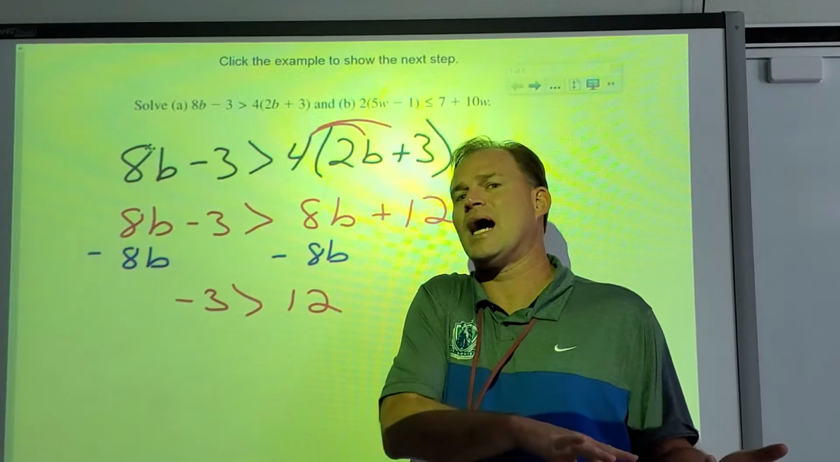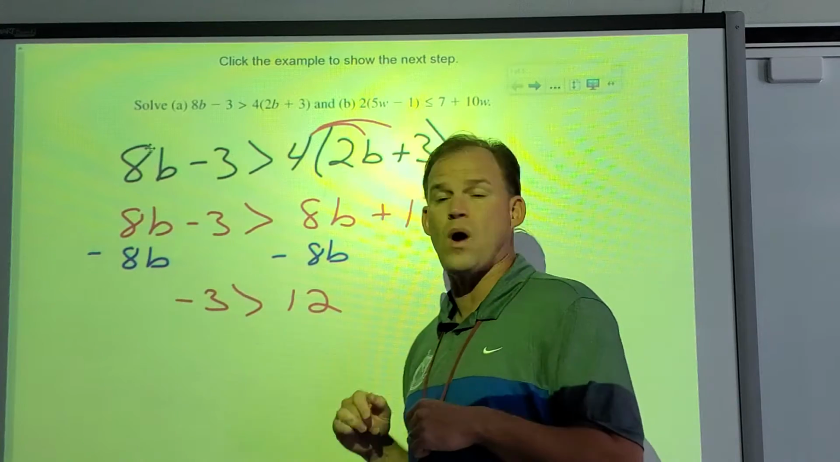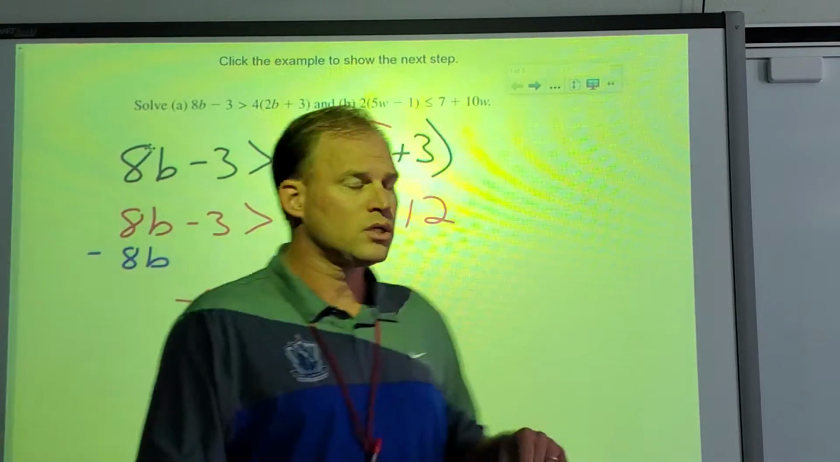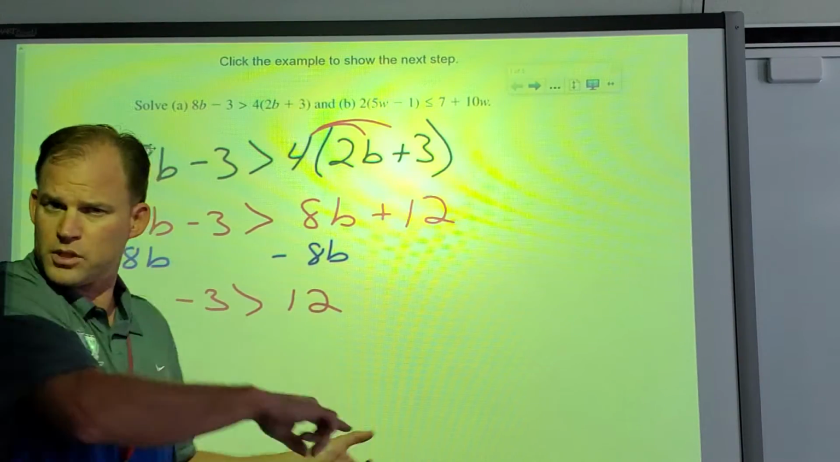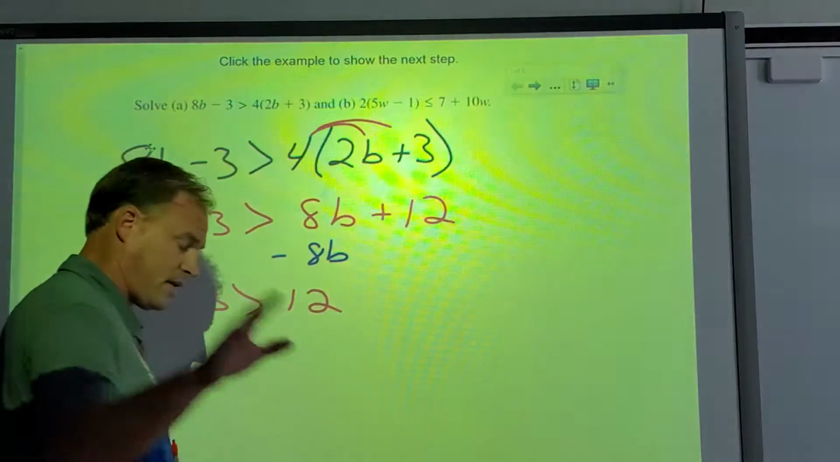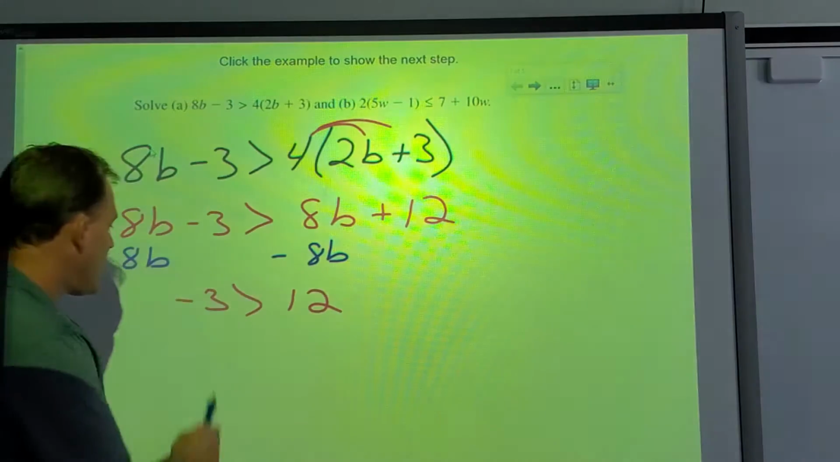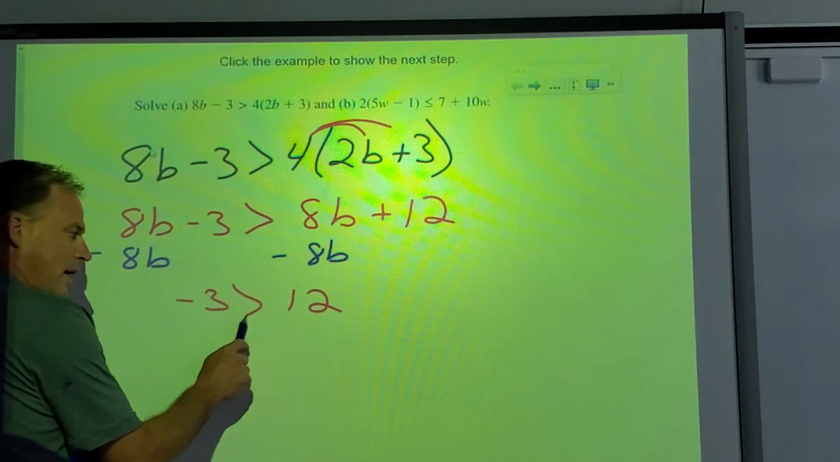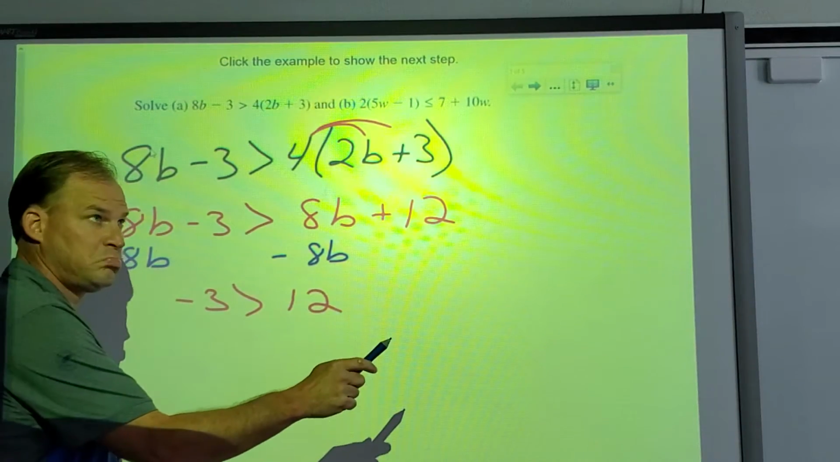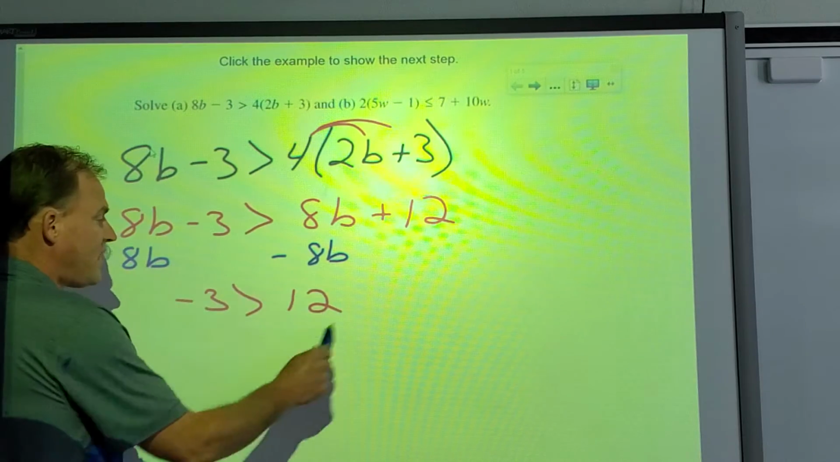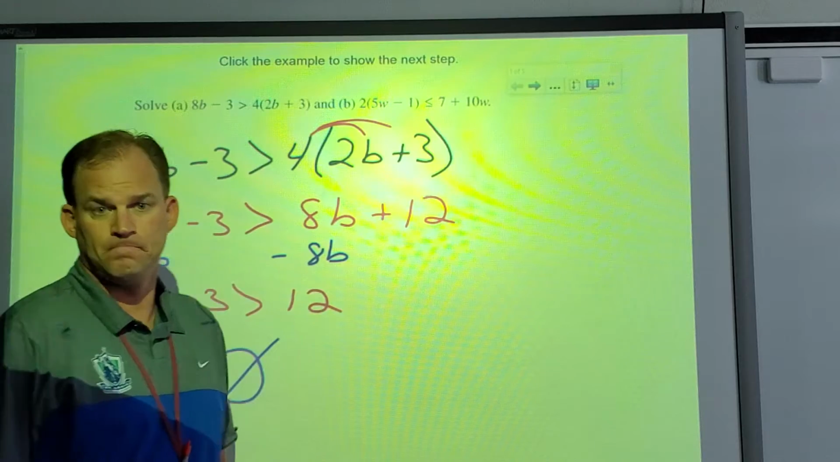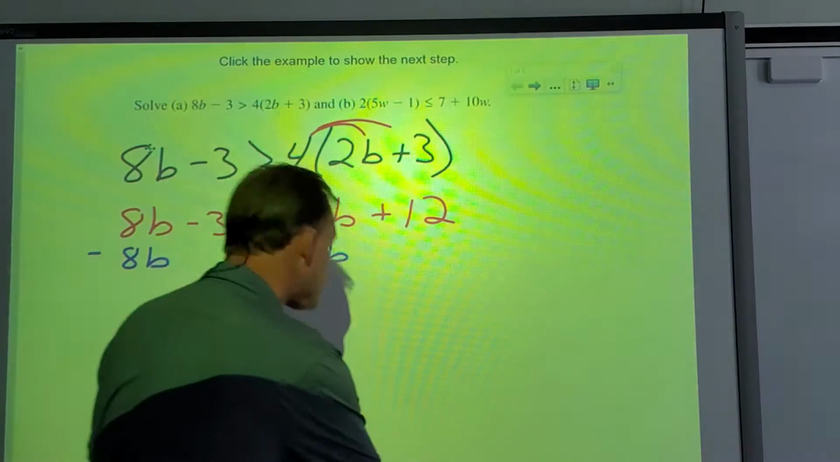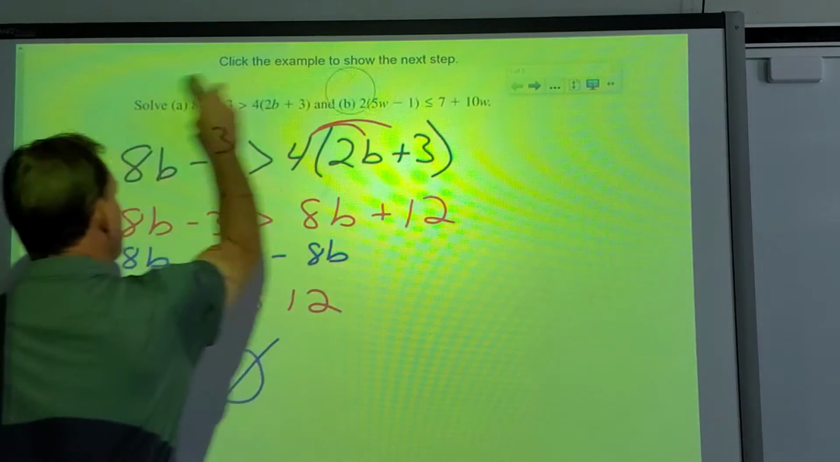Now, that's a little bit more complicated because of the inequality. So you got to think a little bit harder. Sometimes different numbers can be true, different numbers can be false, because of the inequality. And I'll show you what I mean here. Is -3 greater than 12? Nope. That's a false statement. No solution. Okay? Let's take a look at the next one.